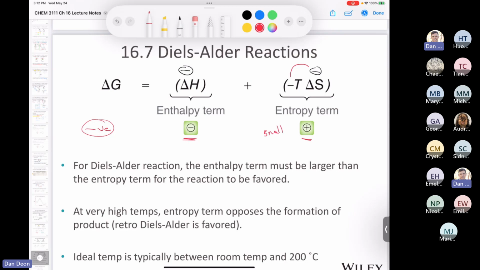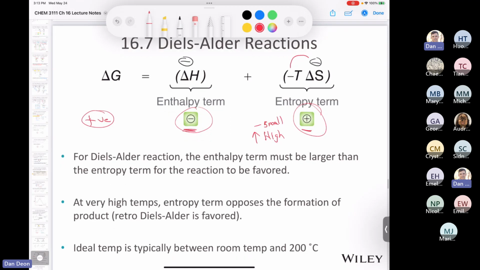This term is going to have to be small. And how are we going to make this term small? We're going to make it small at a low temperature. However, if you jack up the T super high, that means that this term is going to get bigger than this term, and that's going to convert the delta G to a positive number. So then your reaction is going to be non-spontaneous, and the retro Diels-Alder is going to be favored.